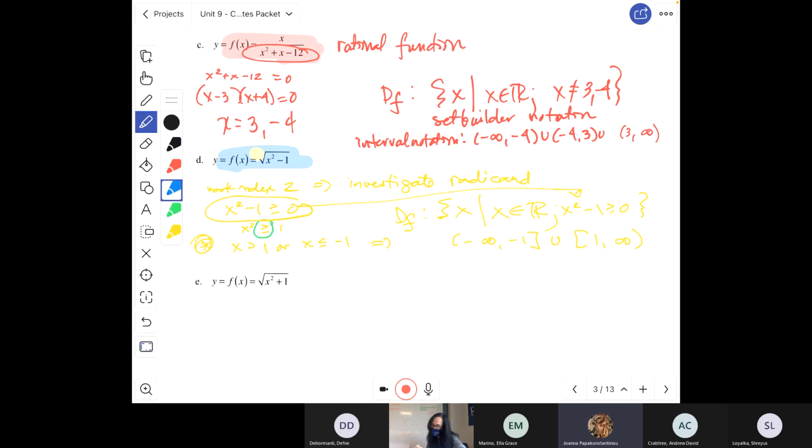Okay, the next one is also a radical function or radical equation, let's just say. Again, if I look at the root index, I see that my root index is 2. So since my root index is 2, I have to look at my radicand and make that nonnegative. Now, look at this one. X squared is greater than or equal to -1. What can you tell me about that? What values of X would make this true?